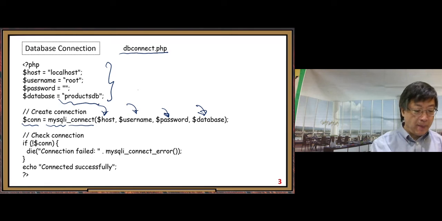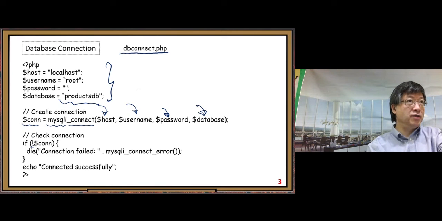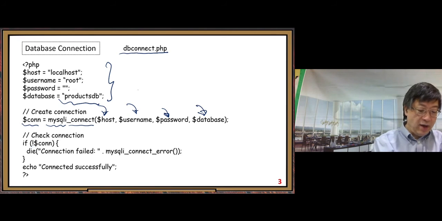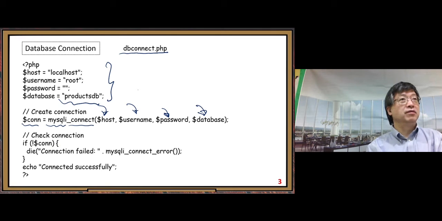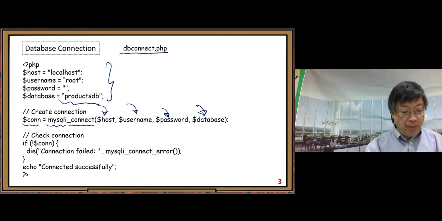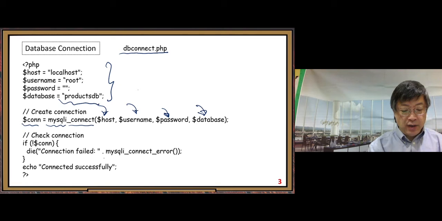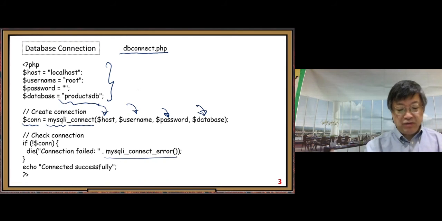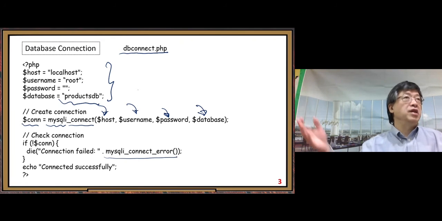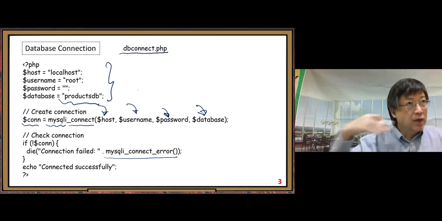So not that object. If this is true, then the connection fails. It's false, right? Empty. Empty, then die function, this function. So we kill the program, right? Before we kill the program, we generate an error message, connection failed, colon, then some information from the error function. Right? So then the whole program is killed.